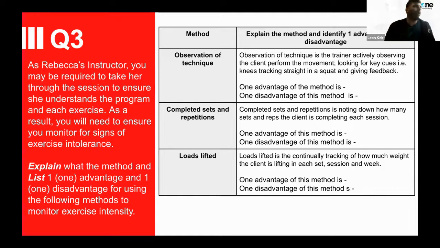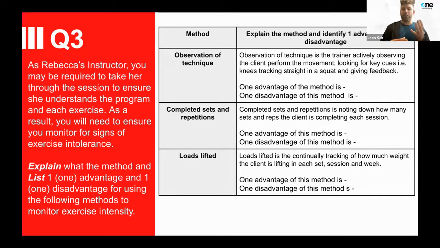Key things that we're looking for, for example, if you're doing a squat, would be that the client's knees start coming together because their glutes are starting to fatigue. They're not going as deep as they normally would, and they're starting to get a rounded back. Little cues like that would definitely show you that they're fatiguing. So observation of technique is just observing the client whilst they're performing exercises to look for cues that their form is deteriorating.